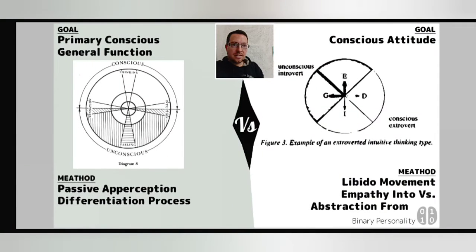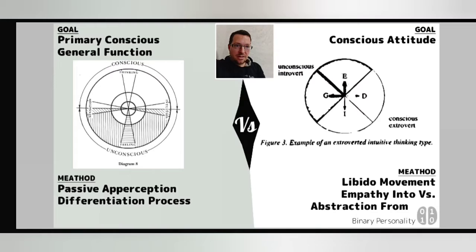Alright, there are two things that you need to do to determine your type. One is you need to determine your primary conscious general function. The second thing you need to do is understand what your conscious and unconscious attitudes are. Once you have both those things figured out, you can put them together and find out what your type is.